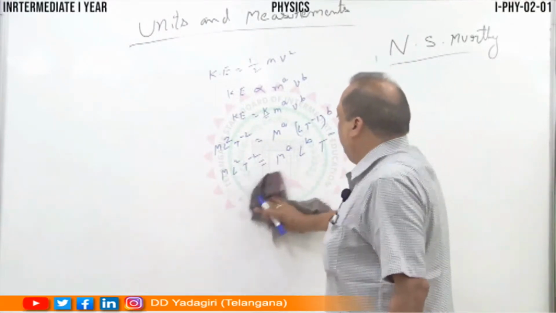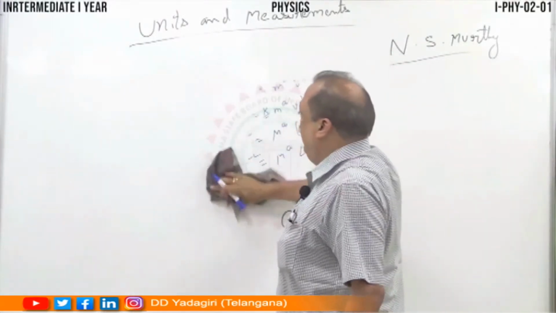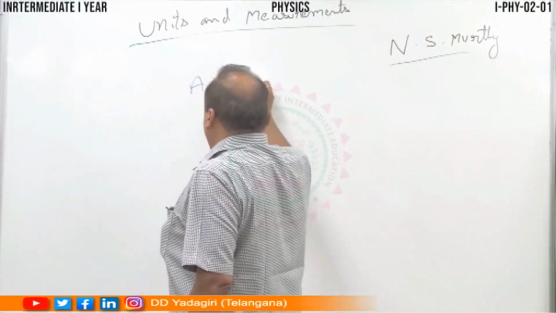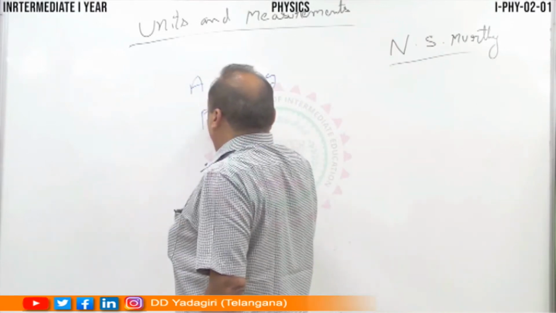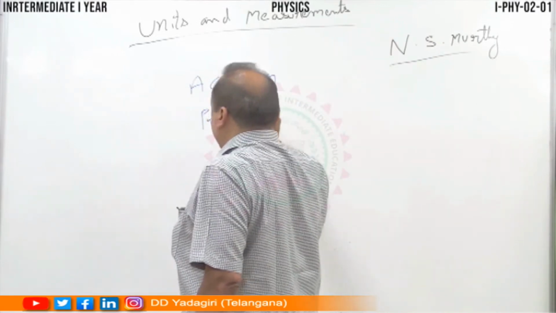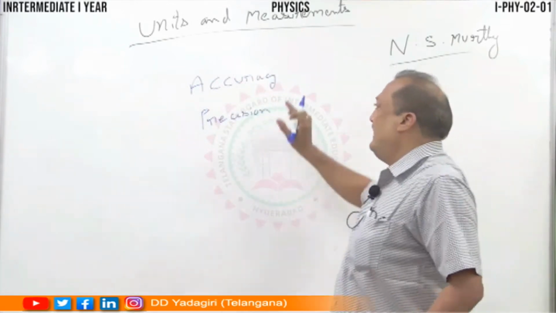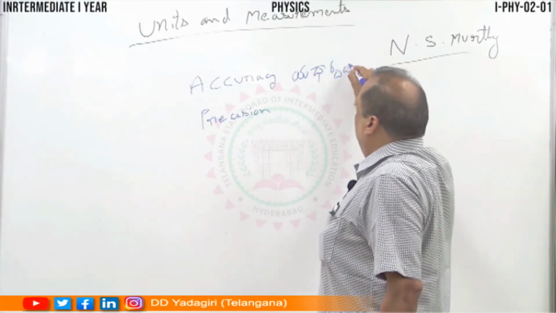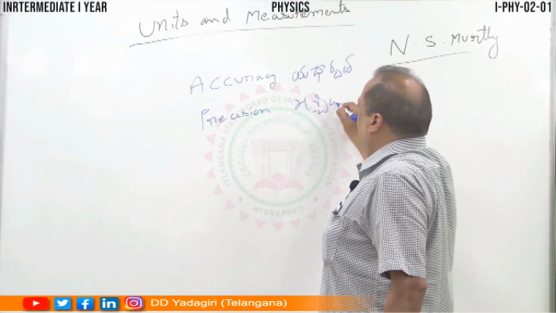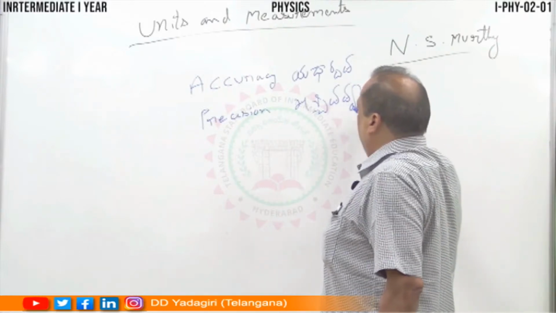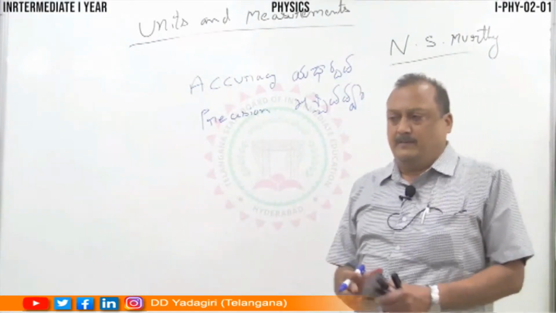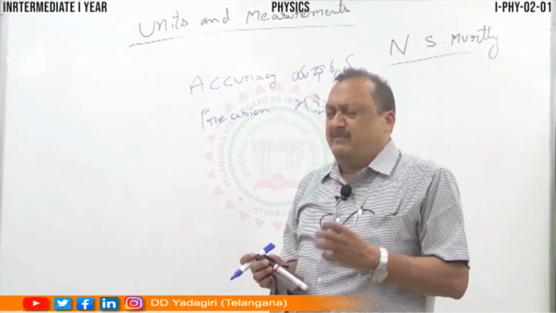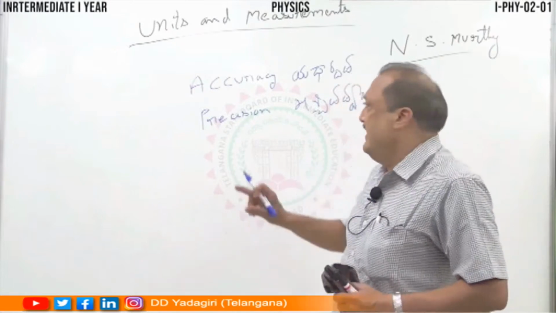Okay, next. After this, we learn about the next one, accuracy and precision. These two physical quantities. Accuracy, yadardata, kachchitatvam. Accuracy is, if the measured value is very near to the true value, then accuracy is more.